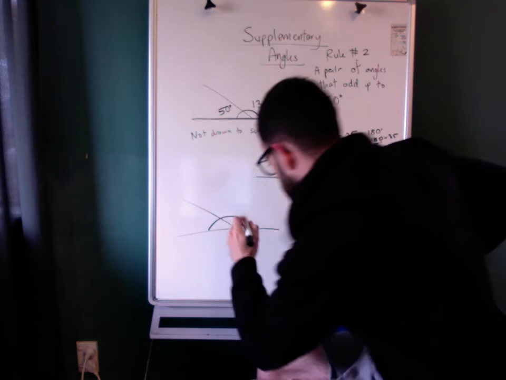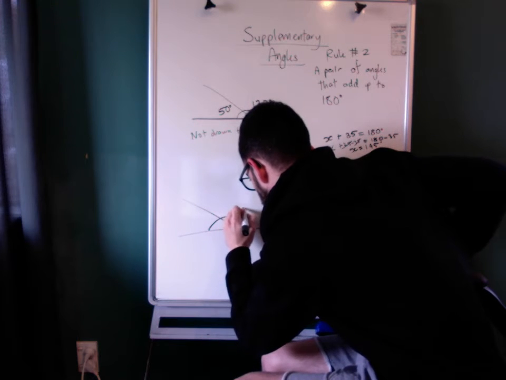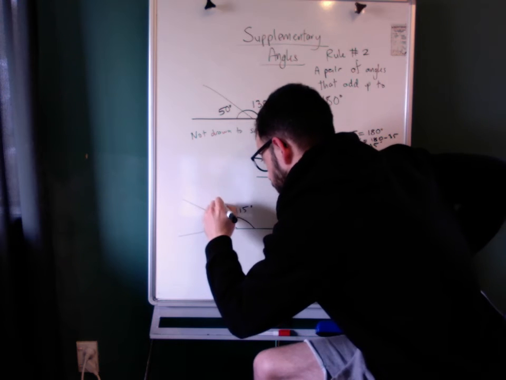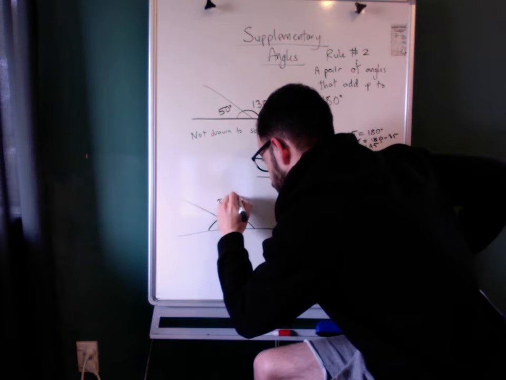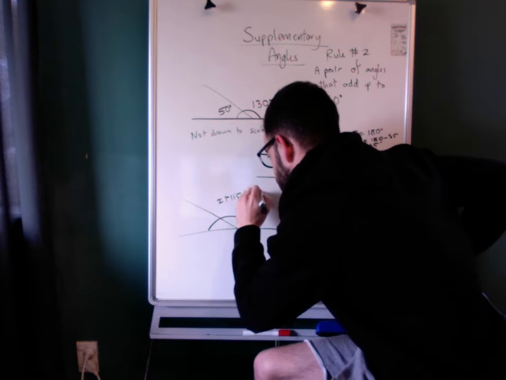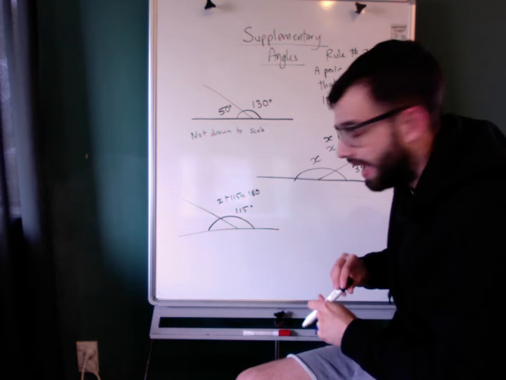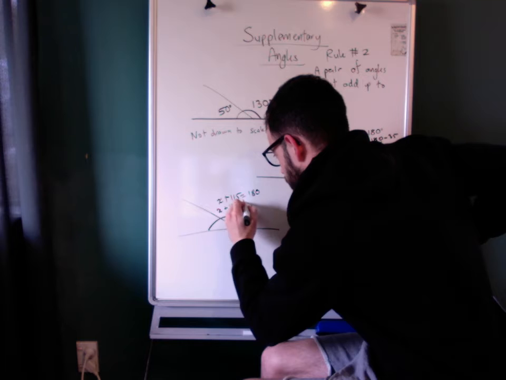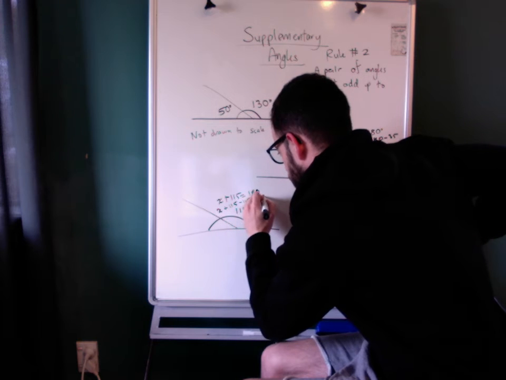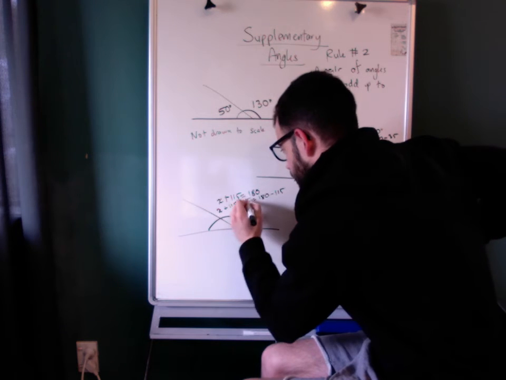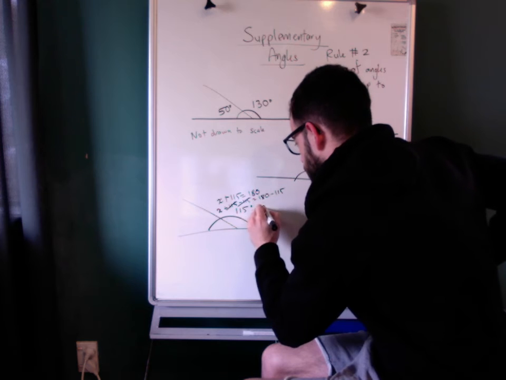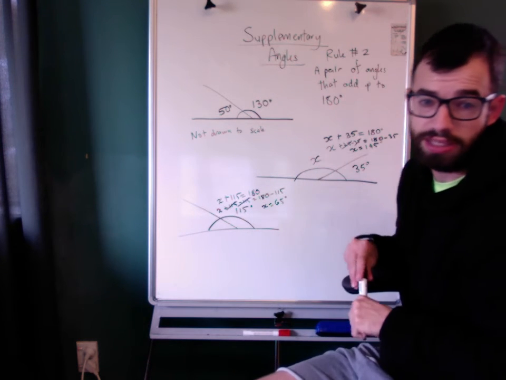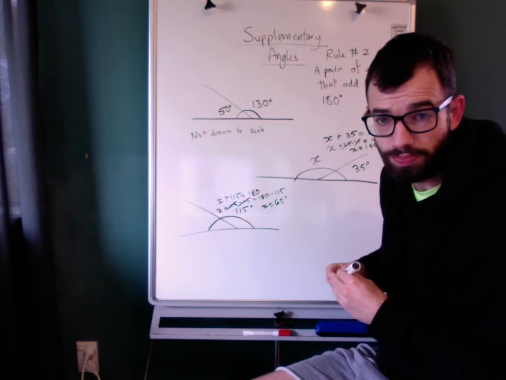Okay, now let's go the other way. So this angle is 115. So again, we do the same thing. We go x plus 115 equals 180. Then we go x plus 115 minus 115 equals 180 minus 115. These 2 cancel, so we get x equals 65 degrees. So that is how we figure out supplementary angles.